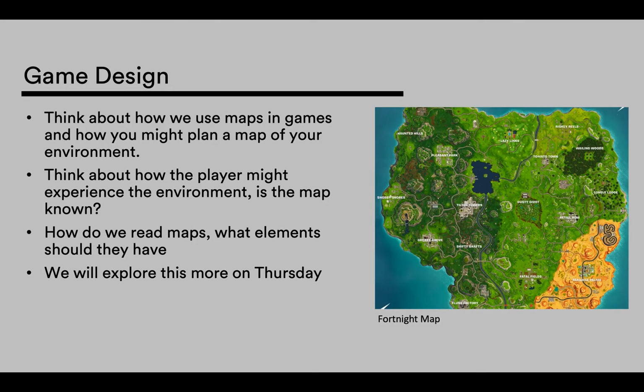Think about how we use maps in games. You might plan a map for your own environment. Think about how the player might experience the environment. Is the map known? Why is the map not known? Maybe parts of the map are revealed depending on player movement, or maybe it's like a racetrack and you need to know where the left turns and the right turns are. How do we read maps? What elements should they have? We'll talk some more about this on Thursday.